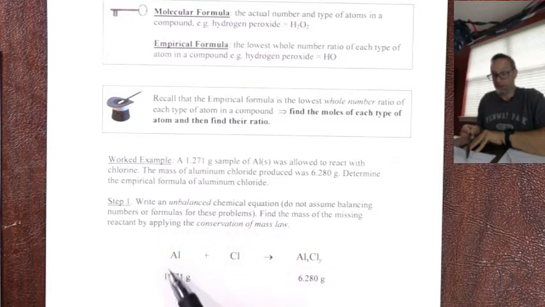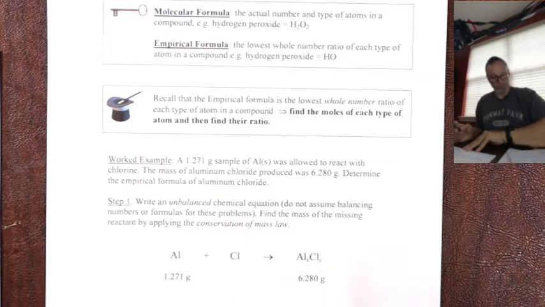Step 1, write the unbalanced equation. Just use atoms essentially. So some aluminum plus some chlorine makes some aluminum chloride. And then we just add in the masses of those two things. We start with this: we weigh the aluminum before we burn it in chlorine. We collect the powder, so to speak, the product, and we weigh it.